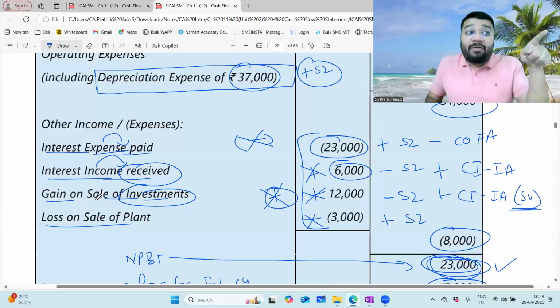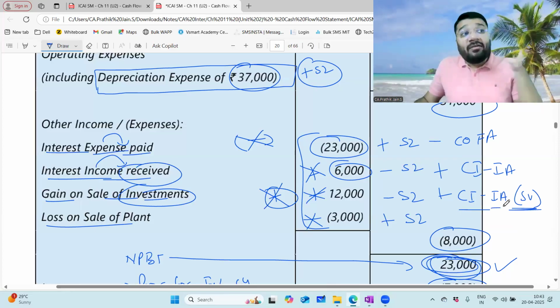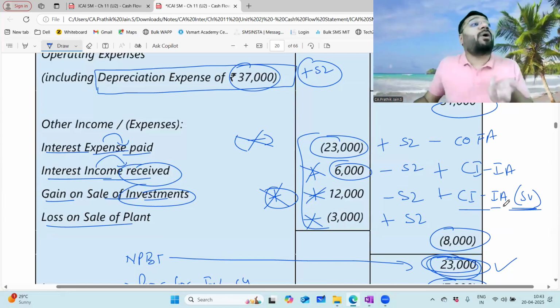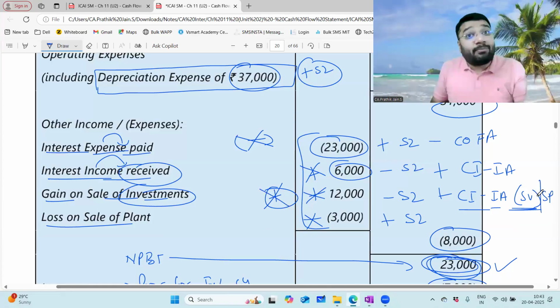So when I sell the investment, do you have a cash inflow? So again, this is cash inflow of investing activity. But when I add, will I add only the gain part? I'll add the entire sale proceeds that I received. So this is the entire sale value or sale proceeds. We have to add back the entire sale proceeds.